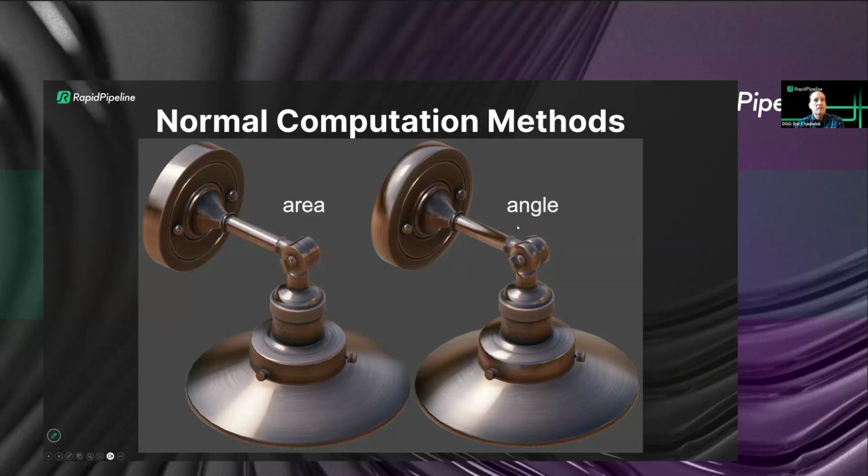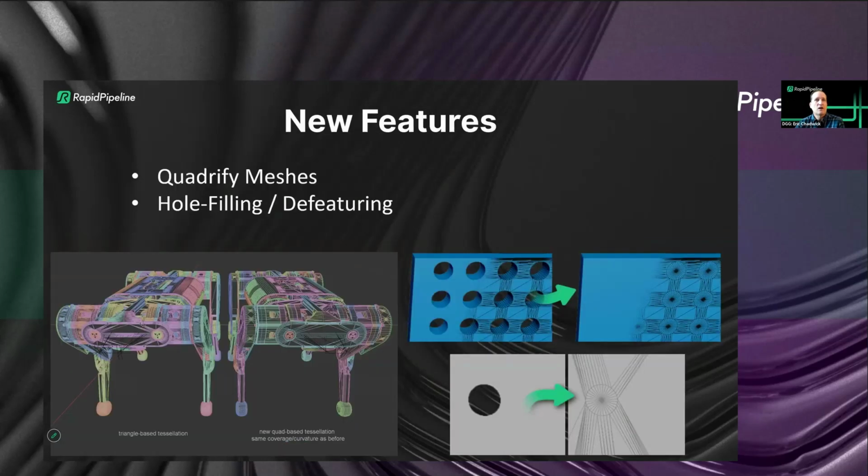But if you have a more organic model, you probably want to do it based on the angle, which smooths the curvature across all the angles. And you have a fine grain of control for that. So area generally works well for mechanical models, and angle works really well for more biological or curved surfaces. Oh yeah, and the new features.